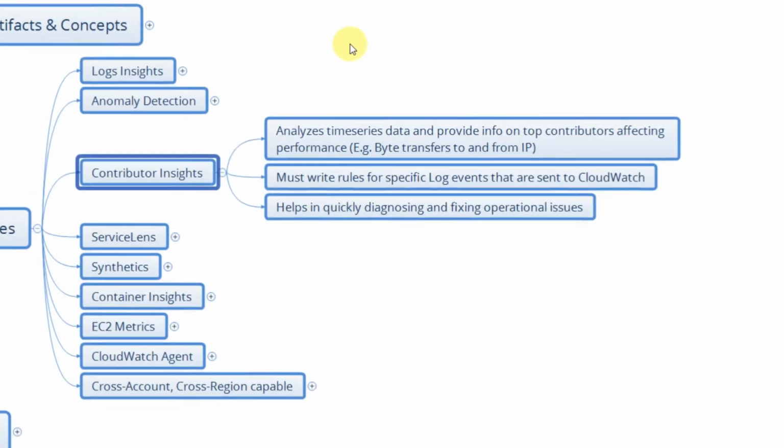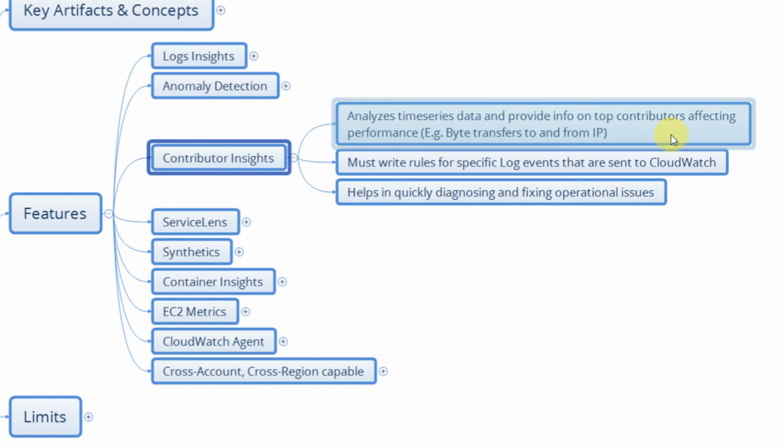Contributor Insights allows you to analyze time series data and provides info on the top factors contributing to performance issues. For example, you can focus on byte transfers to and from IPs, and you can see a list of the top IPs. You have to write rules for specific log events that are sent to CloudWatch. This feature helps in quickly diagnosing and fixing operational issues. For instance, if there is unexpectedly high traffic from a specific IP, you can discover that and address it.